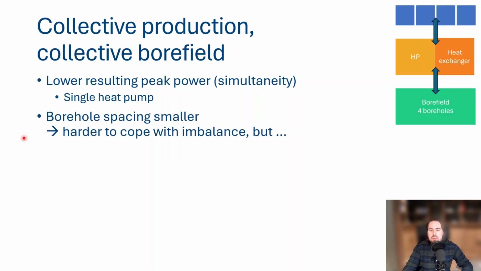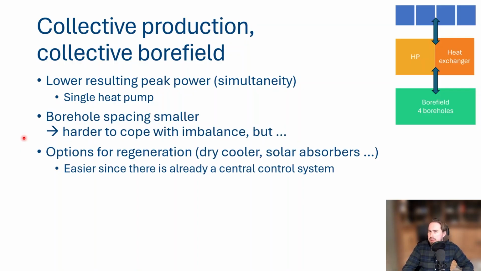Now again, here we have still a central bore field, so our borehole spacing is smaller, it's hard to cope with imbalance, but we can still work with regeneration. And here, because we already have a central plant room where our heat pump and our heat exchanger is located, it's easier to embed this regeneration because there is already a central control mechanism. So that makes this solution really interesting.